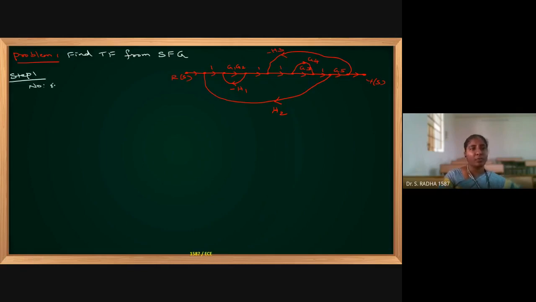How many forward paths are there? Number of forward paths. Okay, so forward path means from R of S to Y of S, straight forward direction.